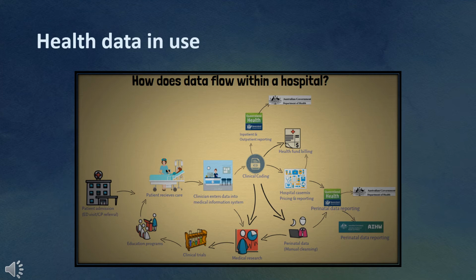What is important to understand is, once data has been entered into a computer system, it is immediately available for any area within the hospital that needs it. If the data is incorrect or incomplete, or delayed in entry, then it affects all other areas who need it.